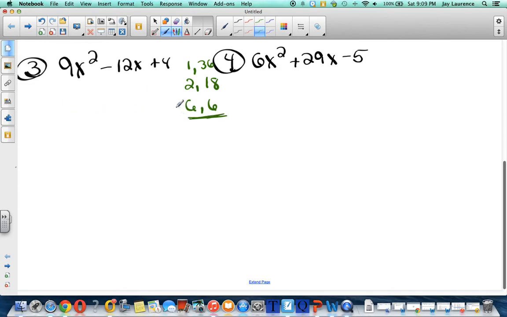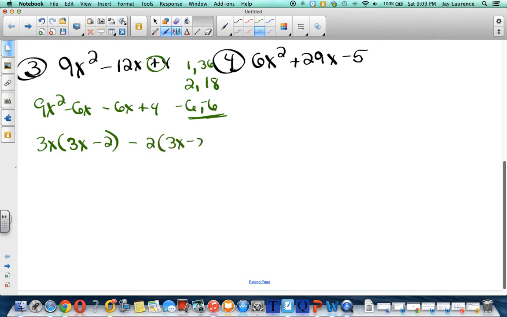So I need negative 12. That means they're both going to be negative, right? Because I'm adding. So I'm going to rewrite this as 9x squared minus 6x minus 6x plus 4. And I will factor out a 3x. And I'll have 3x minus 2. And here I'll factor out a negative 2, I believe. And I'll get a 3x minus 2. And then I'll factor out the 3x minus 2. What will be left? A 3x minus 2.